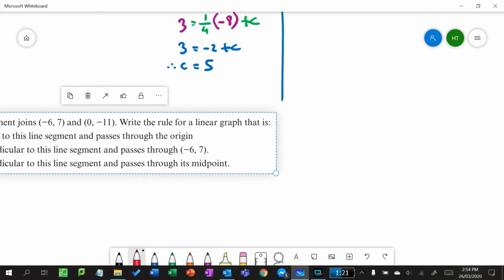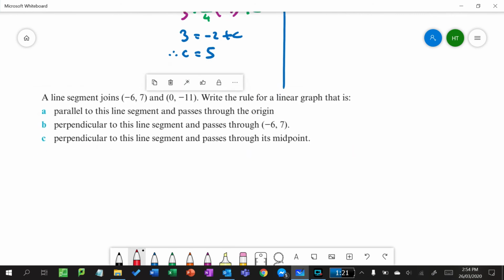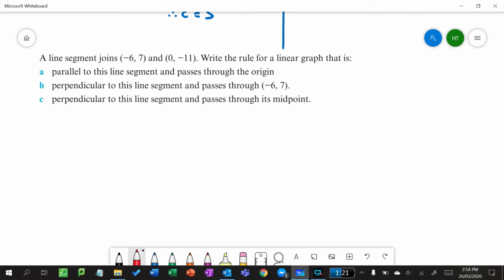Okay, there are 3 parts to this question, let's work through them one at a time. Alright, a line segment joins negative 6, 7 and 0, negative 11. Write a rule for the linear graph that is parallel to this line segment and passes through the origin. So first of all, we need to find the gradient of this line segment, so the line that joins this to this. So let's look at question A.